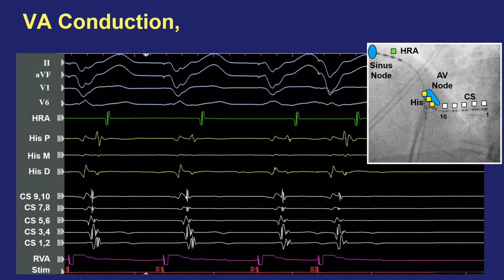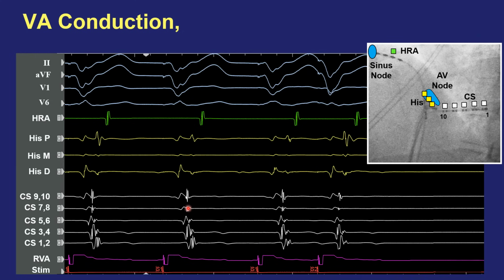Let's think again about where our electrodes are placed, figure out where the atrial electrogram is earliest, and that can give us a clue as to how we're getting from ventricle to atrium during ventricular pacing. It looks like we have earliest activation, probably, it looks a little later in the His catheter, and maybe it's earliest in either CS910 or CS78.